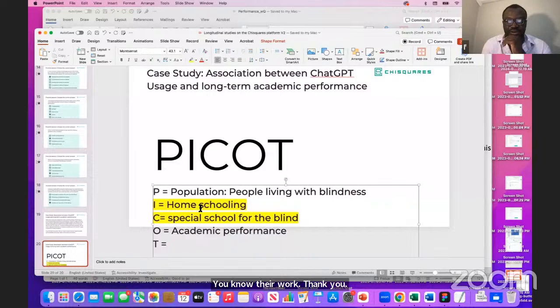The Chisquares platform is currently being used for several studies around the world. We don't track studies that are using it. So if you want to find that information, you can search the literature, and that would be the best way for you to get that information.